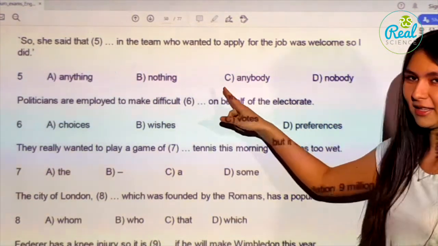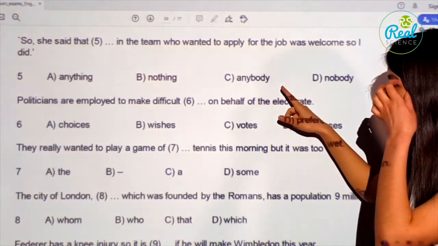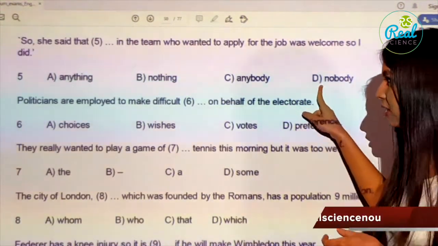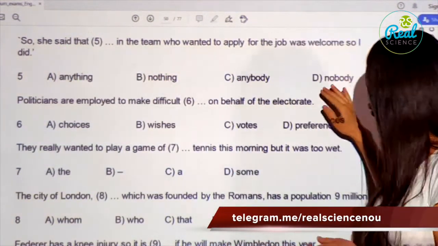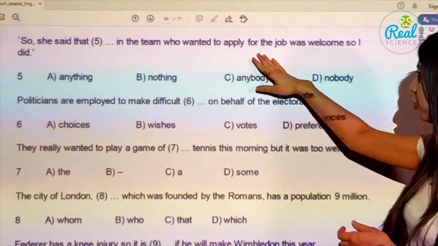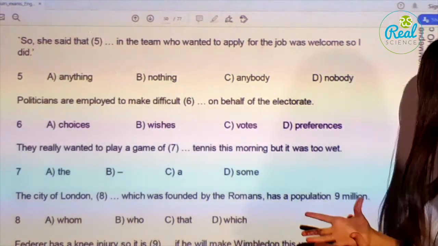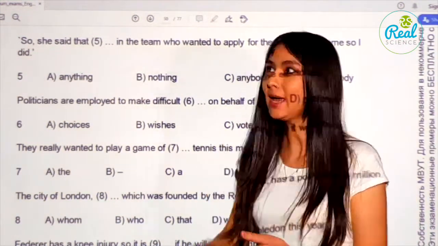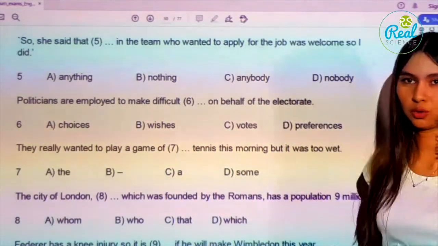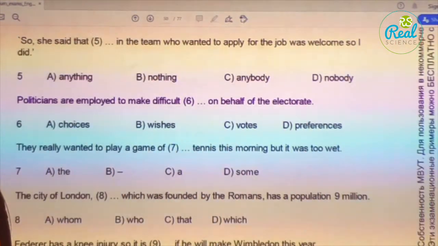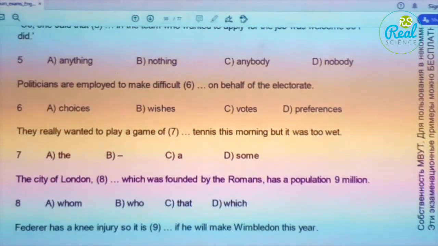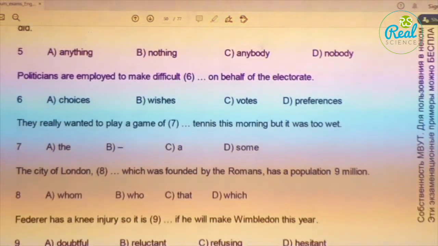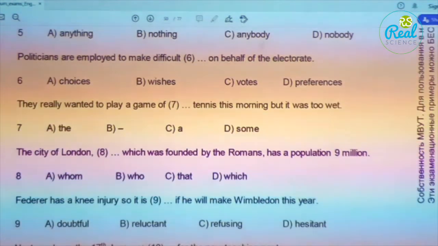Guys, yeah, the correct option here is nobody, actually. So she said that nobody in the team who wanted to apply for the job was welcome, so I did. Anybody, guys, use it mostly in questions, okay? Here we have negative, that's why we should use D1, nobody. Anybody always in the question, yeah? Yeah, mostly in questions.